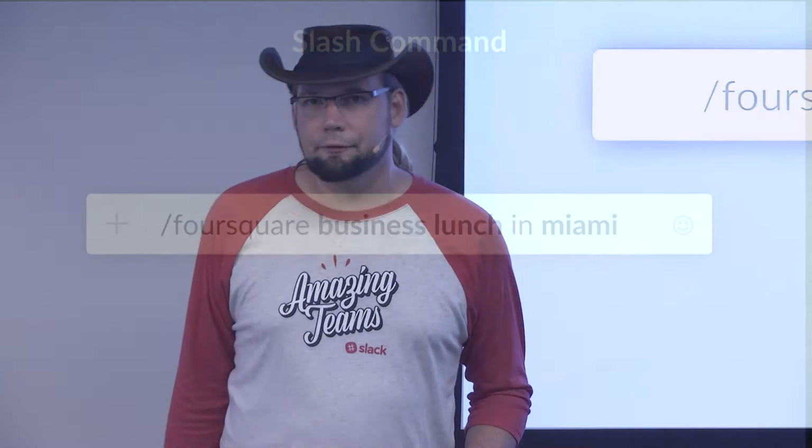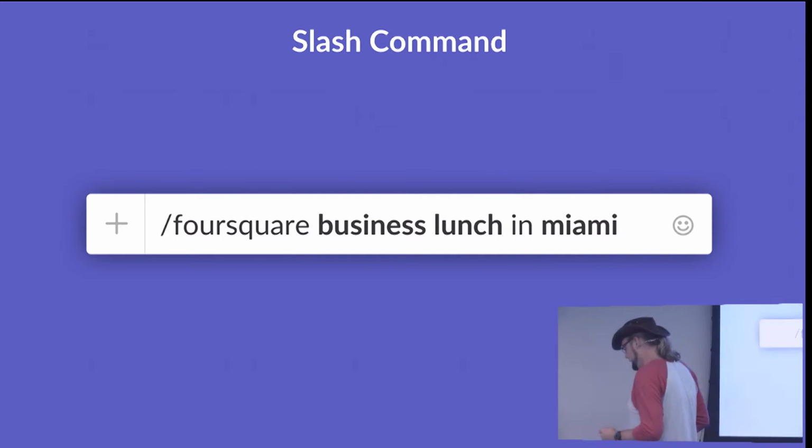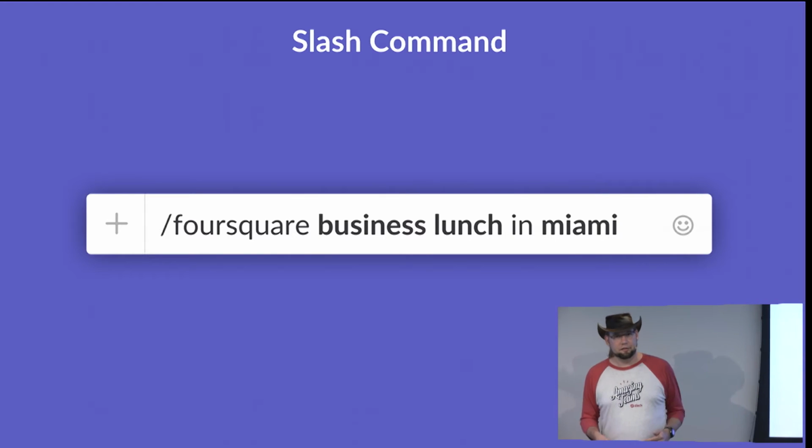Let's talk about slash commands. So here's an example slash command. That's a lot of fun. It's for Foursquare. So the Foursquare slash command is slash Foursquare. So you type that in, and whatever follows that slash command is going to get sent off to Foursquare's app to be processed. So in this case, what's happening is Foursquare is going to process this as a search query.